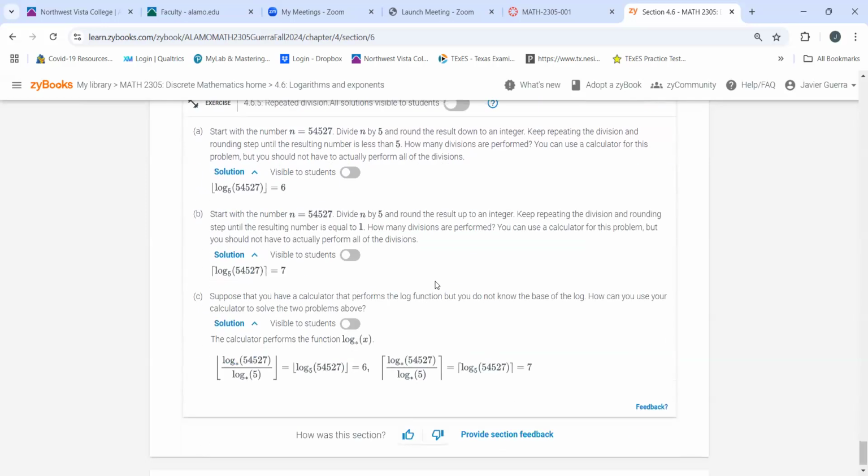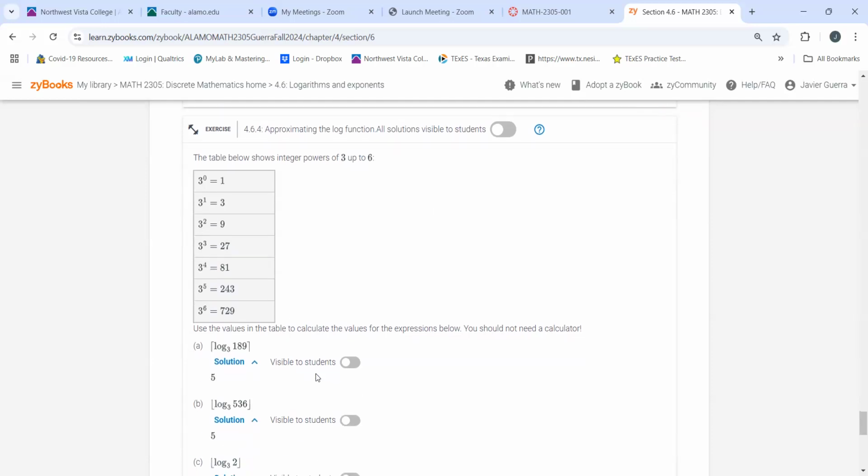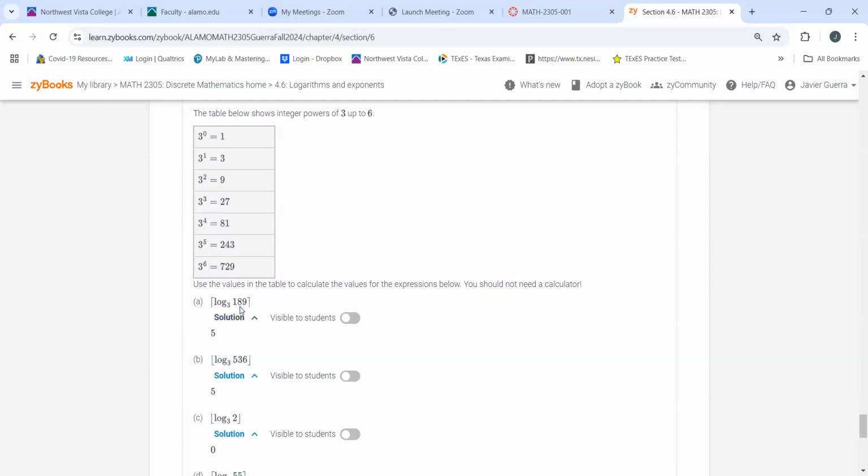All right, last two. If we have this table with all of our exponents of base 3, and I want to approximate these. All right, so 189. 189 is between 81 and 243. I'm doing ceiling, so that should be 5. I need 536. 536 is in between there. I'm doing floor, so that should be to the 5th.